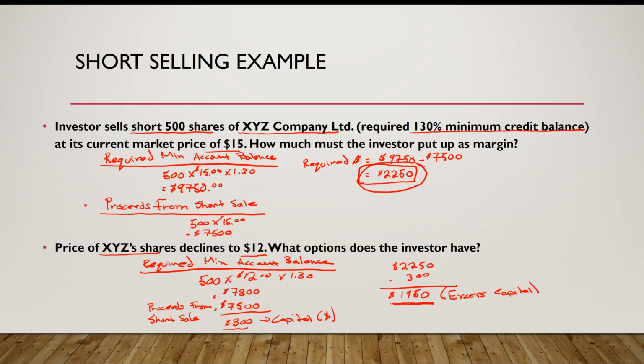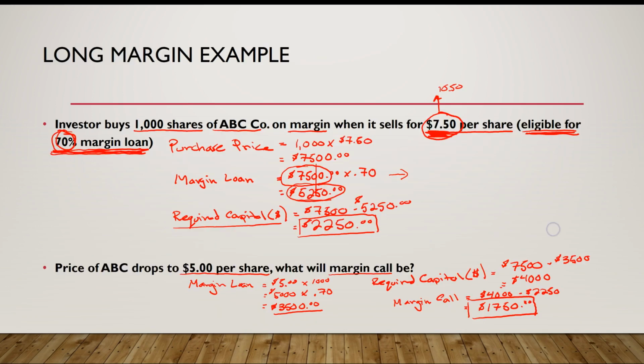And remember, this can go the other way around, right? So instead of 12, this can go up to 20, okay? And now your minimum account balance is going to change. But this is never going to change here, right? The proceeds from a short sale are never going to change. But you can walk through this example. It's very important to walk through this example and see the different components of margin accounts. And that's a short sale example.